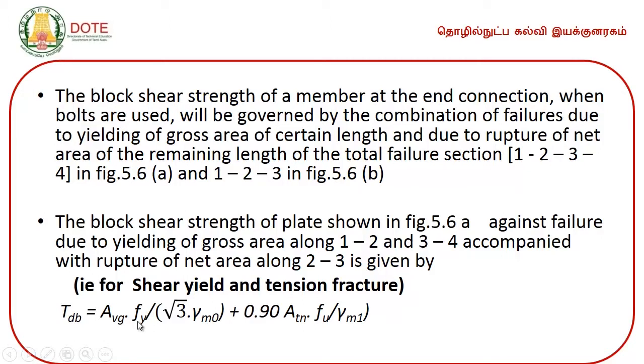So, this will give you some amount of load, and the other part is 0.9 times Atn. Atn stands for the net area in tension: net area with ultimate stress, gross area with yield stress. So, the net area is associated with the ultimate stress and the relevant partial safety factor. Again, area into stress will give you some amount of load, and these two loads comprise the total design tensile strength of the member against block shear.